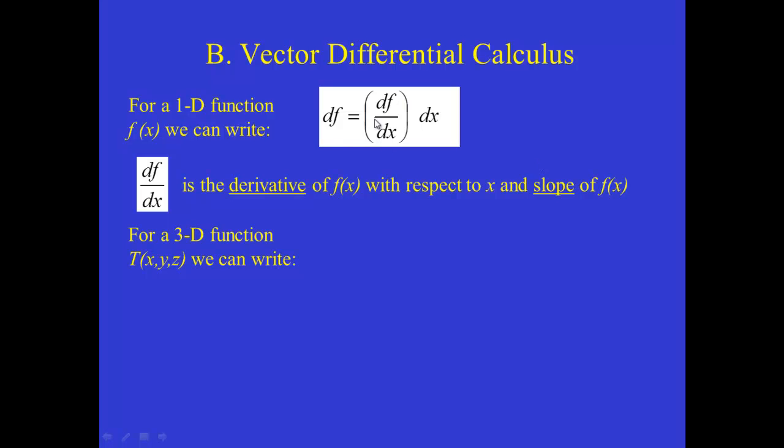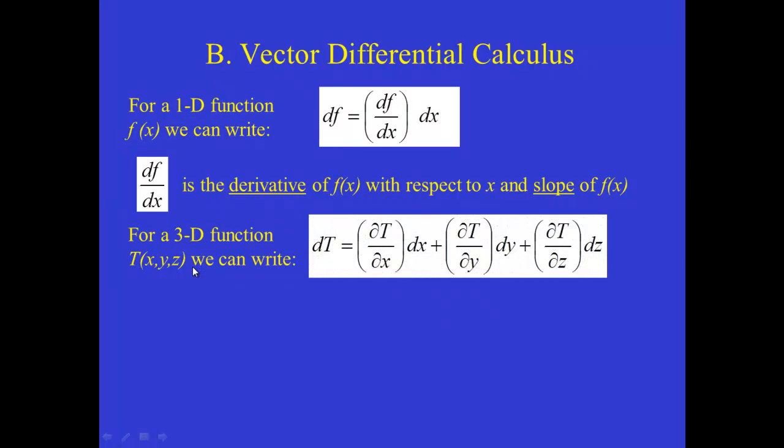For a three-dimensional function, we can write something very similar, imagining that we have a function t of x, y, and z. We can write a small change in t in terms of a small change in x, y, and z. And what this means spatially is, if you move from one point in space to another point through a very small displacement along x, y, and z, the functional value of t will change. So in this expression, we introduce in parentheses terms that are called partial derivatives of t with respect to the coordinates.